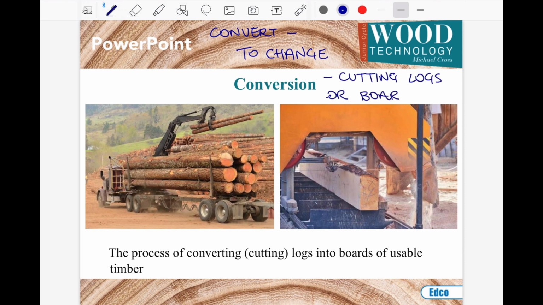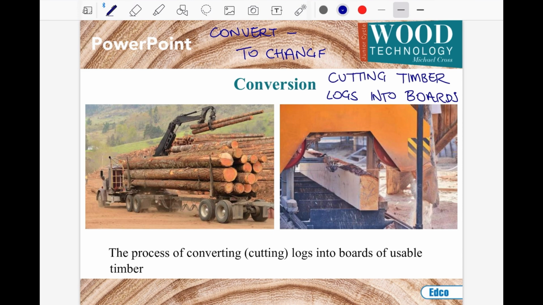Sorry, what am I doing? It's a bit early this morning. I'm a bit tired. Let's try this again. Conversion is cutting timber logs into boards. Okay, cutting timber logs into boards.